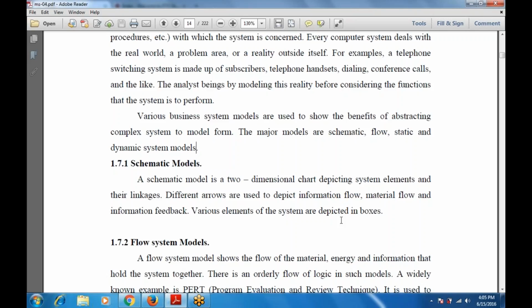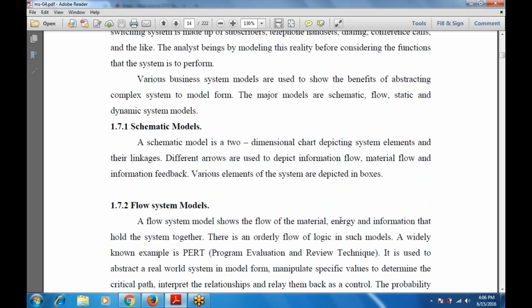Various elements of the system are depicted in boxes. For example, with flow charts, there are multiple symbols by which we can depict problems. An oval is used for representing the start and the stop. In the same way, a schematic model has multiple predefined representations: start and stop are represented by an oval, arrows are represented by lines, and so on. So the schematic model represents data in a two-dimensional chart that depicts system elements and their linkages.